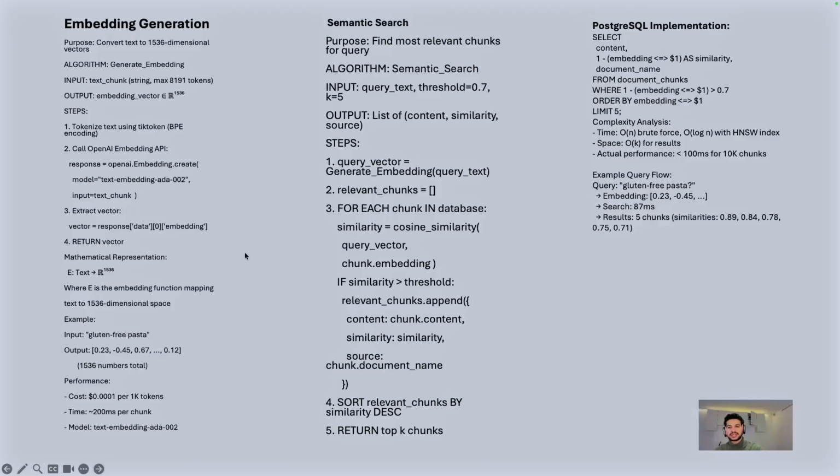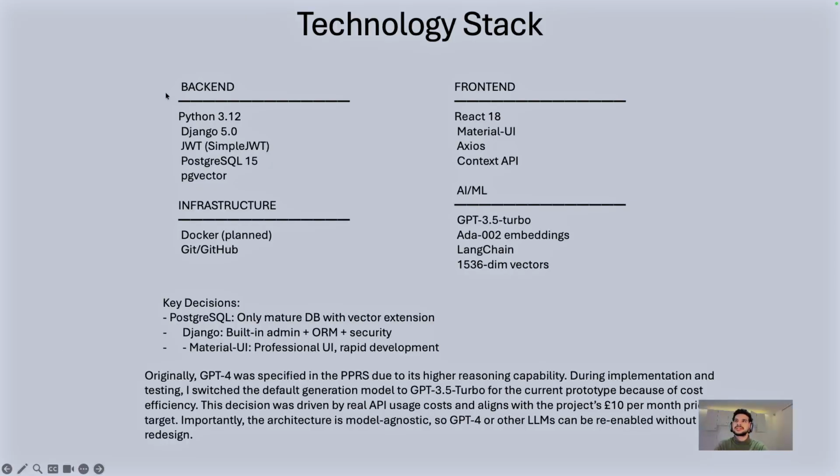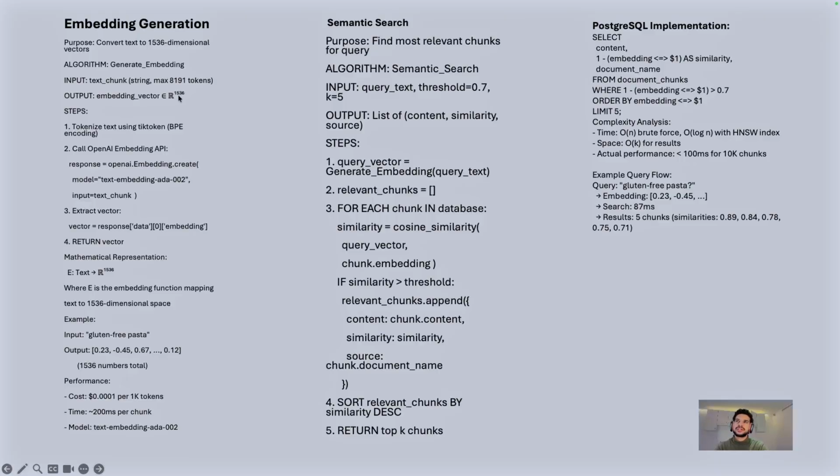Then we have the embedding generation. So first, we're going to input the text for documents. We have a limit of 8,191 tokens, and the output would be 1,536 dimensions. This is how we store our data in our database. And we're going to tokenize the text using tiktoken. Basically, it's a library, and then call the OpenAI API for ada-002 to embed the text and return a vector. This is going to be the mathematical representation of our data. For example, gluten-free pasta would be represented like this.